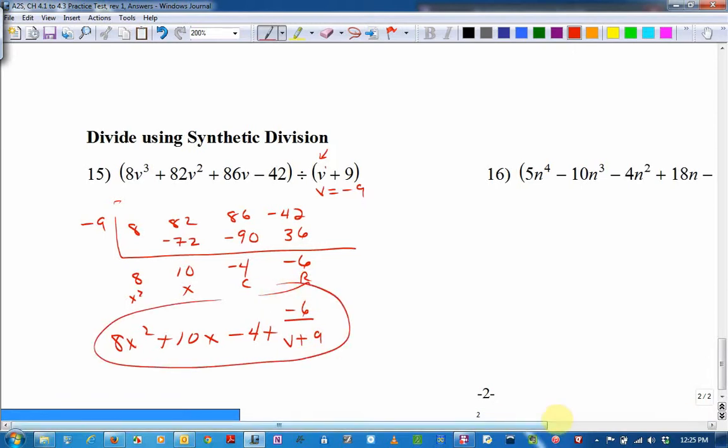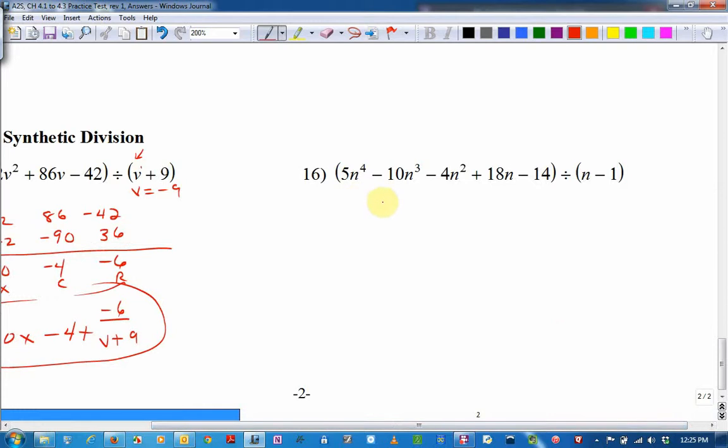Okay, next synthetic division. Okay, so I have a fourth power. There's a 5. I have a cubic. That's a negative 10. I have a square. That's a negative 4. I have an n term, and I have a constant term. So they're all there. Now, since n minus 1 is my factor, my zero would actually be n equal to 1. That's what I put outside of the division box. 5. 5 times 1 is 5. Add them together, I get a negative 5.